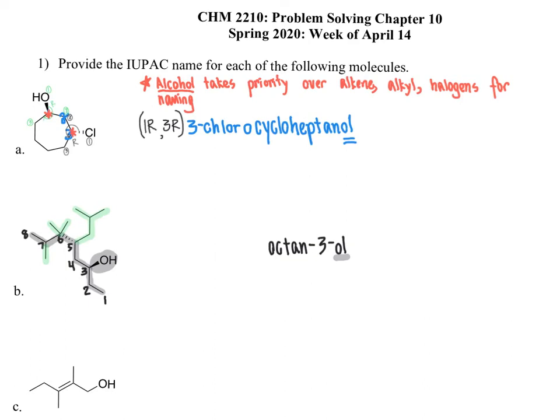Remember, you do include the term iso in alphabetizing because that's not a hyphenated term. So the term iso does get included in the alphabetization. And iso coming before methyl in the alphabet means that this is going to be 5-isobutyl.